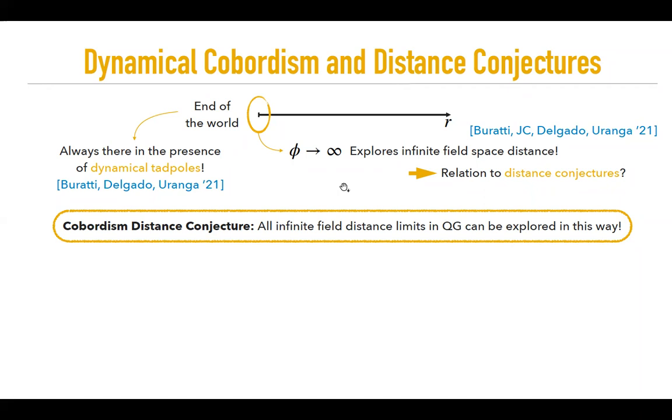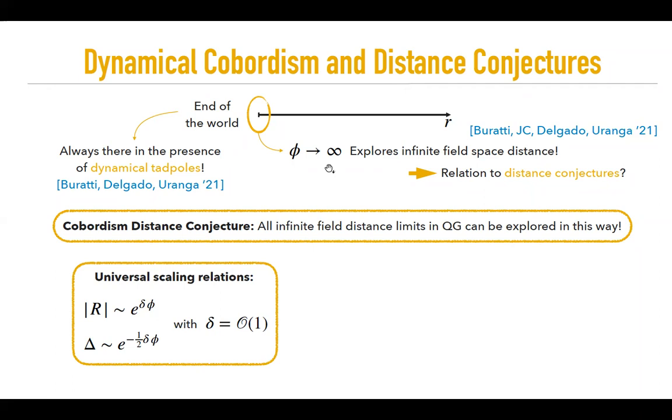José, could I ask a quick question? Yes, sure. So you say all infinite field distance limits in quantum gravity can be explored in this way, with a cobordism domain wall to nothing, right? Like the spacetime ends. Yes, essentially. What is the example of this for, let's say, the compactification limit? I can see it for compactification, right?